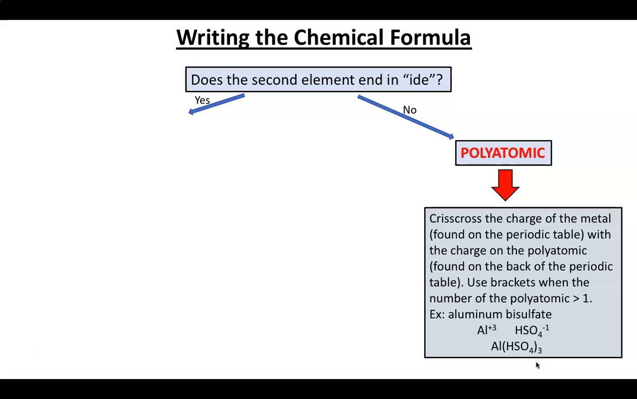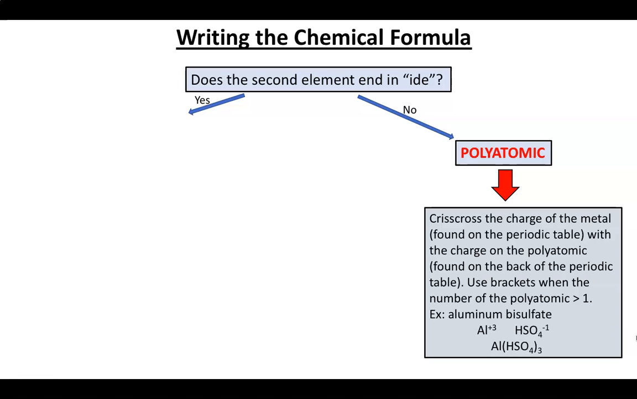Bisulfate, we find on the back of our periodic table, has a charge of negative 1. If we were to crisscross those, the 1 would come down to aluminum, which we don't need to write. You don't need to write a 1. But the 3 would come down to the bisulfate. Because that number is greater than 1, we have to put bisulfate in brackets and put the 3 outside the brackets. So we end up with Al(HSO4)3.